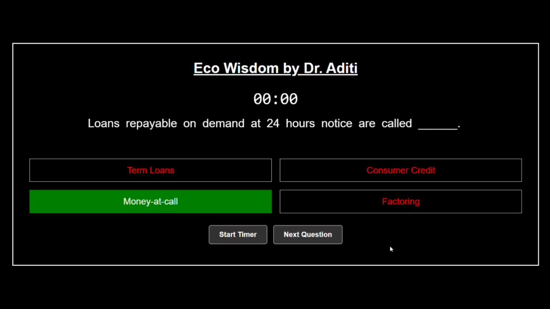So, what is money at call? Basically, it refers to very short term interest earning interbank loans, usually maturing overnight to 14 days, that must be repaid immediately upon the lender's demand. So, it is primarily used by banks to manage their daily liquidity and meet cash reserve ratio requirements. So, these funds are critical for maintaining financial stability.